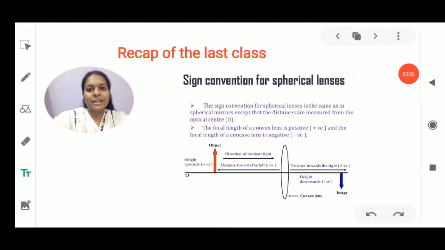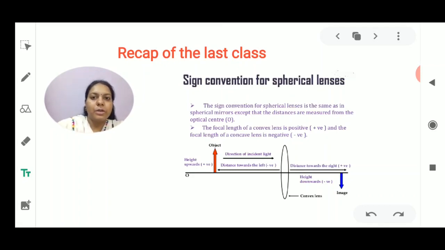Hello students, I am here with another video from the chapter Light, Reflection and Refraction from class 10th NCERT book. Before starting today's video, I would like to tell you all that till now we have discussed the first part of the chapter, that is reflection of light. So in reflection we discussed what is reflection.